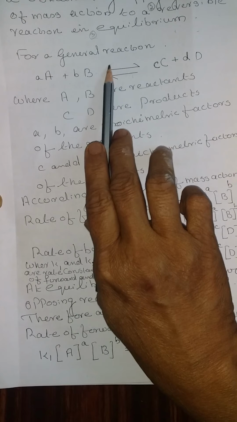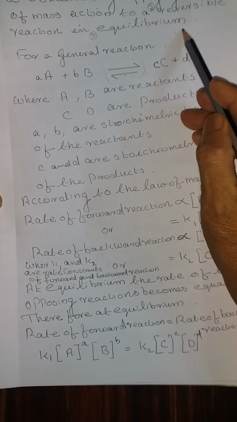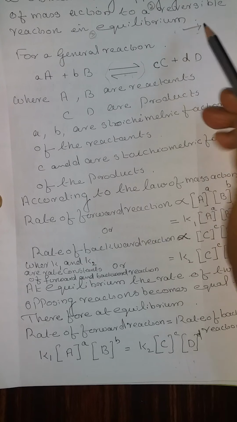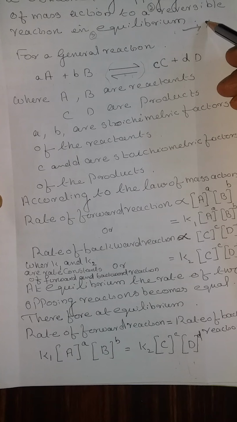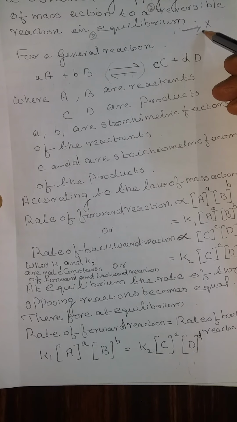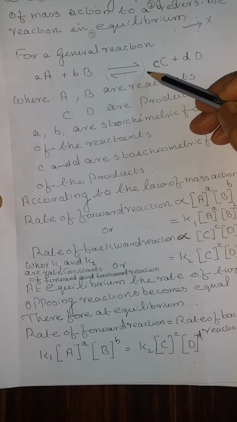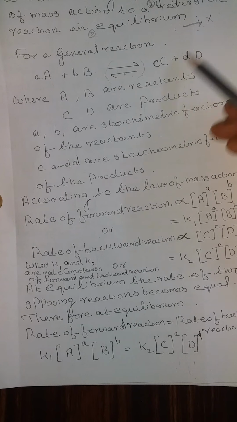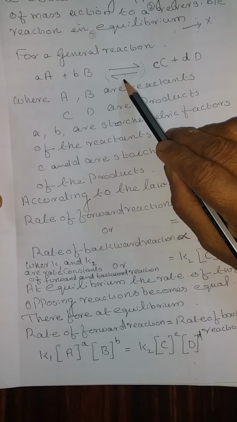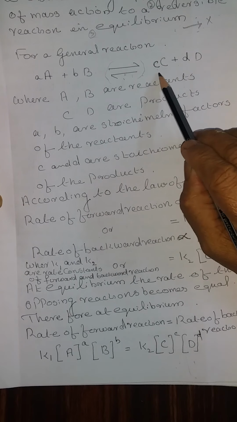It is a reversible arrow. This is a reversible arrow which is very important. If you put a single-headed arrow, even if your derivation is fully correct, you are not going to get any mark because it is meaningless. Unless it is a reversible reaction and it occurs in an equilibrium only, this is valid. Therefore, put a reversible arrow, and cC plus dD are the products.